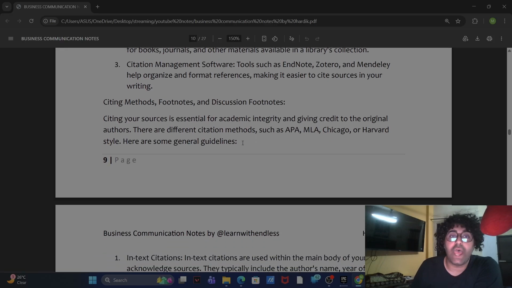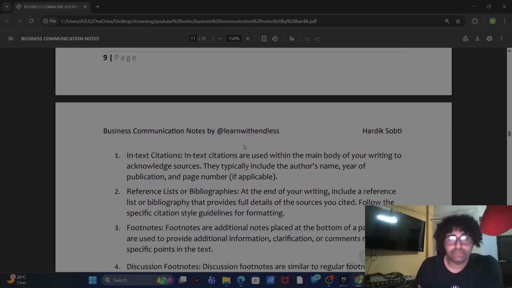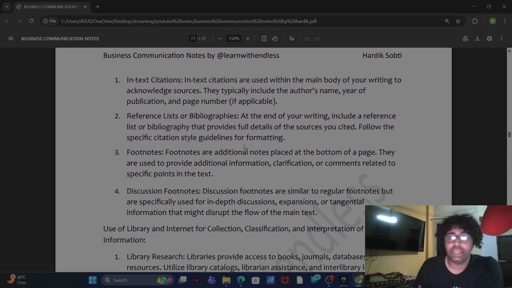Citing methods, footnotes, and discussion footnotes. Citing your sources is essential for academic integrity and giving credit to the original authors. There are different citation methods, such as APA, MLA, Chicago, or Harvard style. Here are some guidelines. In-text citations. In-text citations are used within the main body of your writing to acknowledge sources.